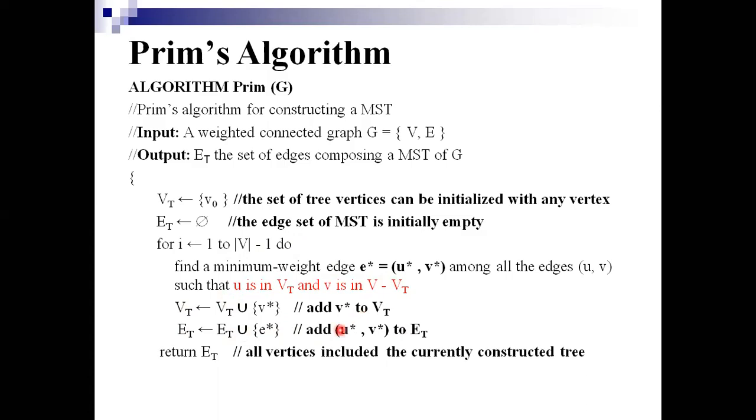Finally, when I select the required number of edges, return the set of edges that compose the minimum cost spanning tree. That's the end of the algorithm. So the program is basically based on this logic: selecting an edge which is a least cost edge such that U star is a vertex in the spanning tree, and V star is a vertex which is not there in the spanning tree. Keep updating the vertices as well as the edges of the spanning tree.